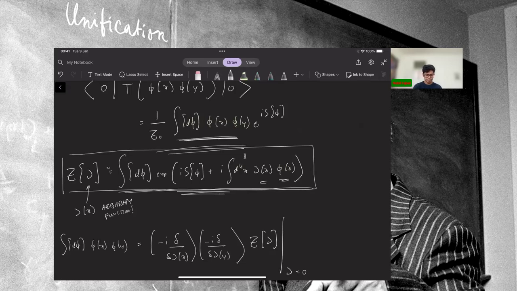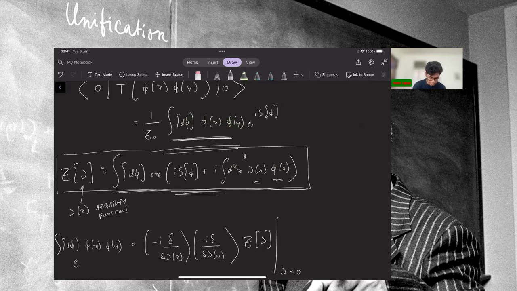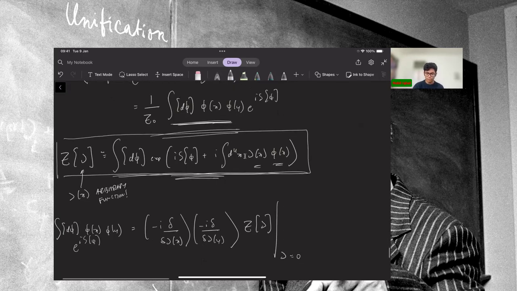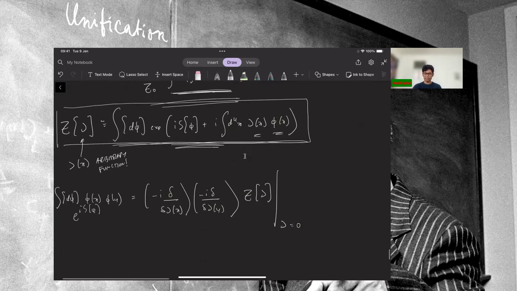Sorry, I left out the e to the iS in this thing. So this guy brings down this phi of x, this guy brings down this phi of y, and then we set J equal to 0, so then this thing goes away after we take the derivatives. So in other words, what this is telling us is that we should calculate Z of J, take two derivatives with respect to J, two functional derivatives, and then we'll get the answer.